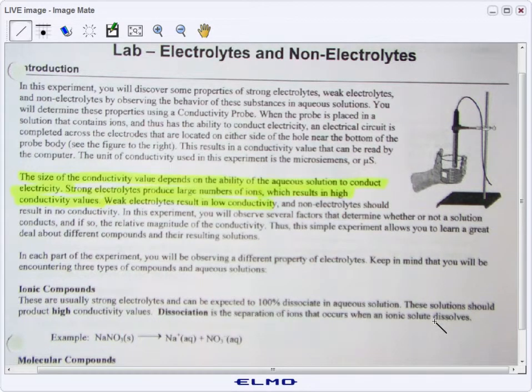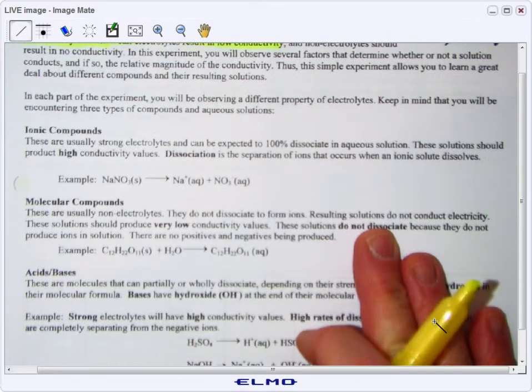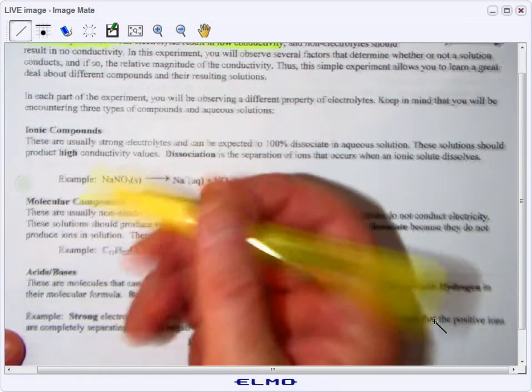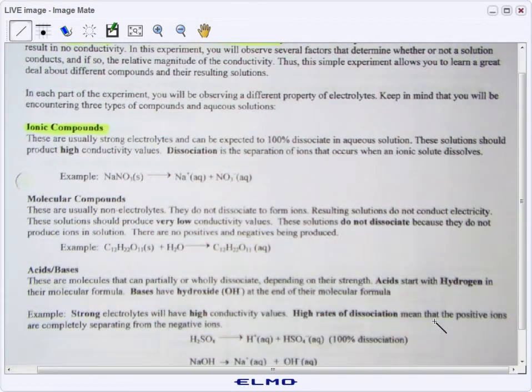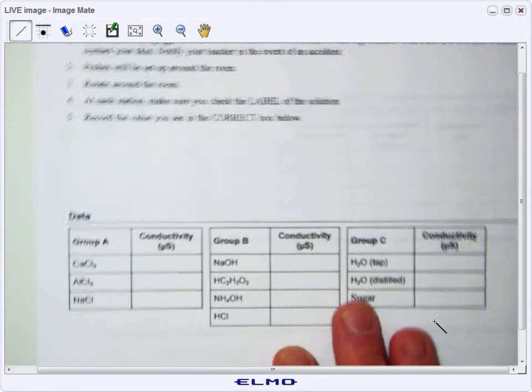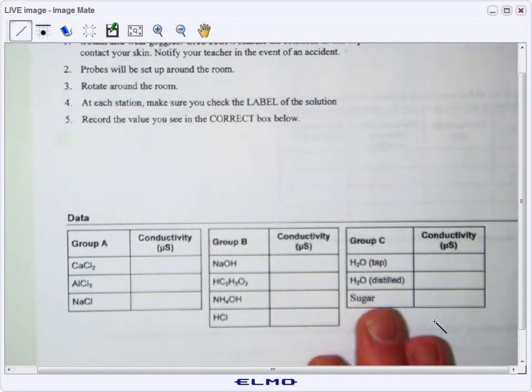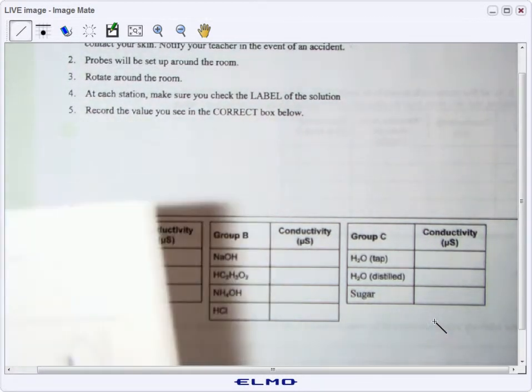So those are the kind of things that they're going to want you to think about on the back when you get there. So we basically have 3 different types of compounds. You have ionic compounds. That's going to be your group A. So if you want to look on your data table, right there, group A, you might want to label those. Those are your ionic compounds. Okay, just giving you a heads up. Maybe that'll help you answer some of the questions.